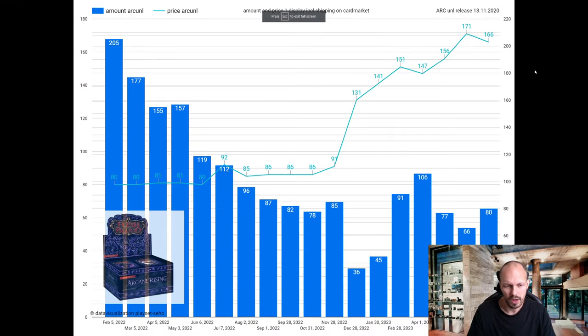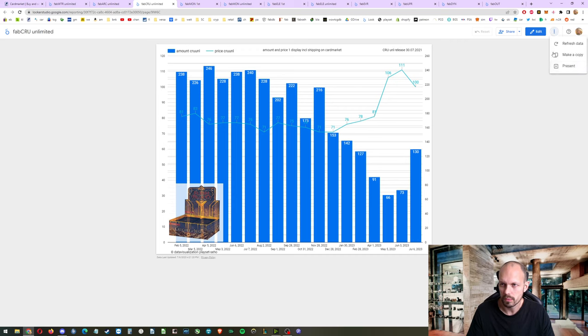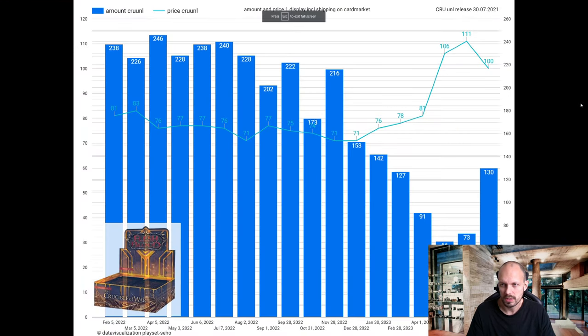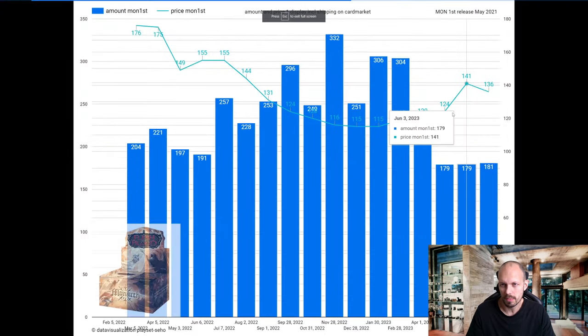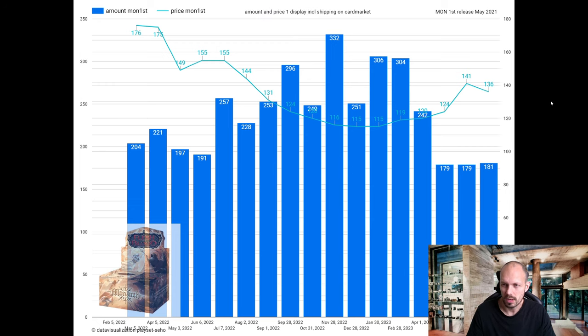Then we have Arcane Rising Unlimited. Price went down, availability went up. 166 for one box, and there is 80 available. Same thing with Crucible of War. The price went down to 100. The availability is at 130. So that does not seem to have to do with one certain set. It's just through the bench, people, or I think some big sellers, just put this onto the market because, I don't know, they need money.